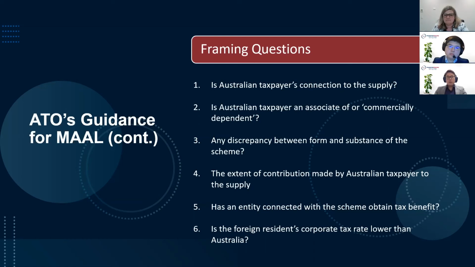That's very important. And the next question relates to the extent of contribution made by the Australian entity to the supply, right? First, of course, we need to look at what's the extent of the corporate contribution made by your Australian entity. To assess this, we'll need to look at the functions, assets, and risks performed by your Australian entity versus the foreign entity, right?